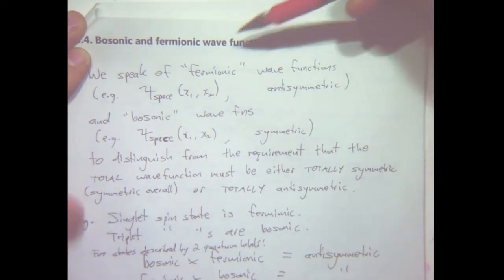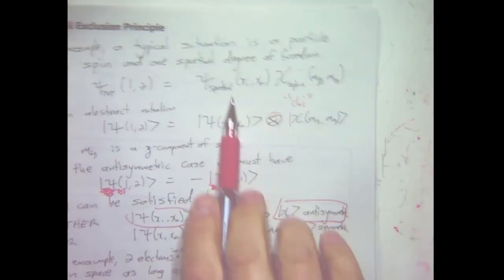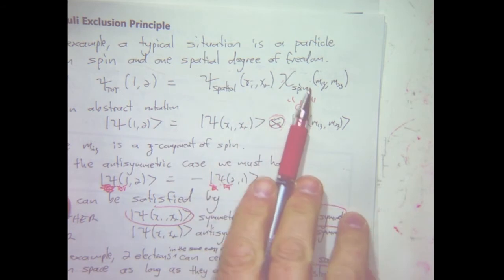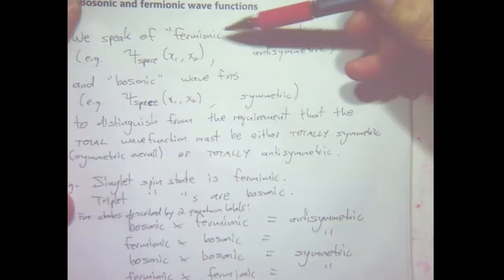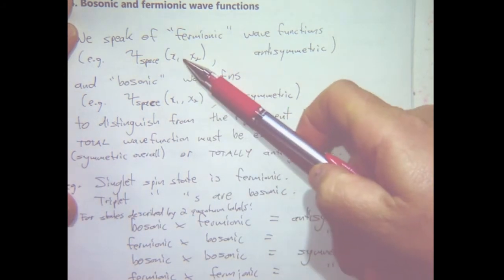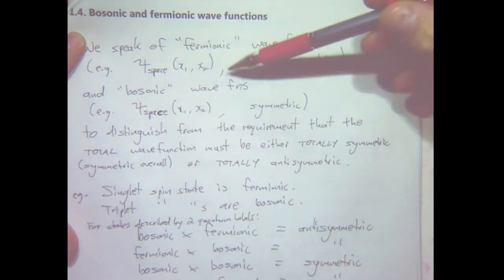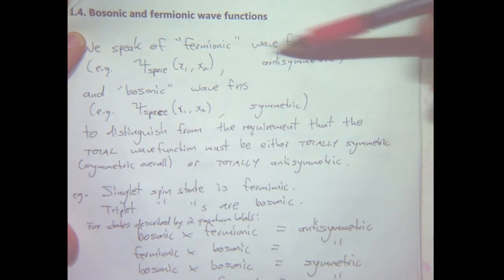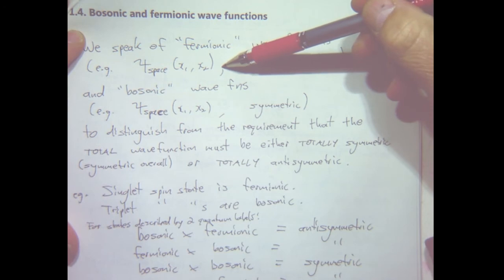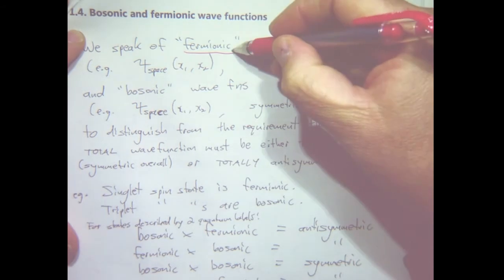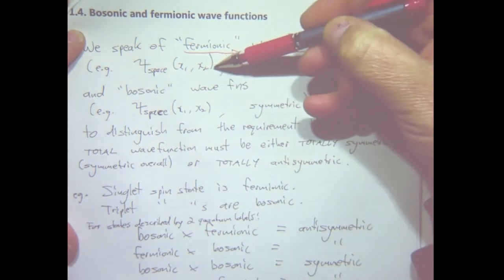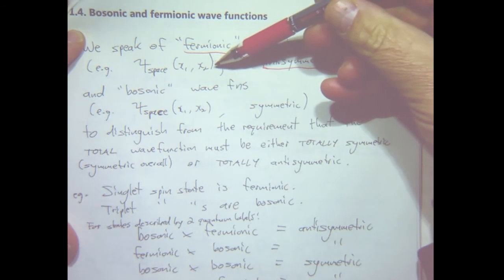Okay, the concept of bosonic and fermionic wave functions, why do we talk about that? Because the total wave function may be a product of different types of wave functions, spatial wave functions and spin wave functions, for example. So we can talk about fermionic wave functions. For example, the spatial part of the wave function may be anti-symmetric. If it's anti-symmetric, then the spatial part is a fermionic wave function. So we say fermionic is associated with anti-symmetric. It doesn't mean that this only describes fermions.